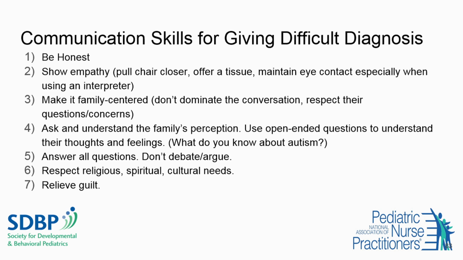So, communication skills. That was your plan, all of the things that you want to cover. How do you actually give this difficult diagnosis? It's important to be honest. You can't say what the family wants to hear. Your child has autism, but your child will be fine. They're going to hear the but your child will be fine. The but takes away the autism. Maybe it is both, but you have to be honest about how the child is presenting.